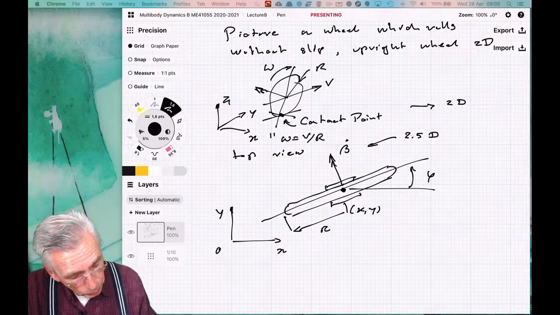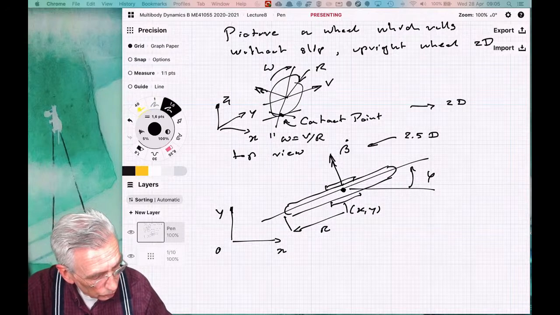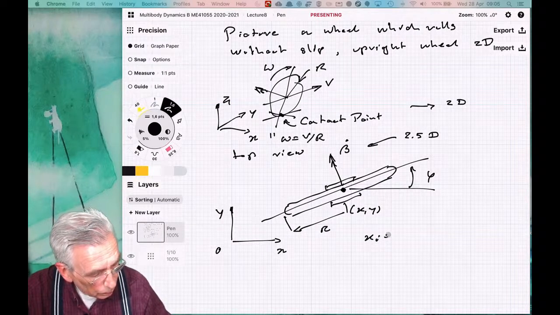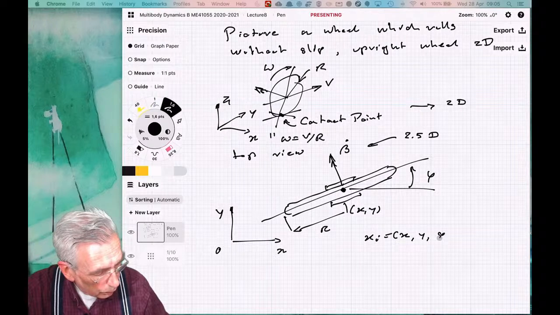Not only do we now have the coordinates xi, being x, y and phi, but we also have this beta angle. That's why we say it's the half D.